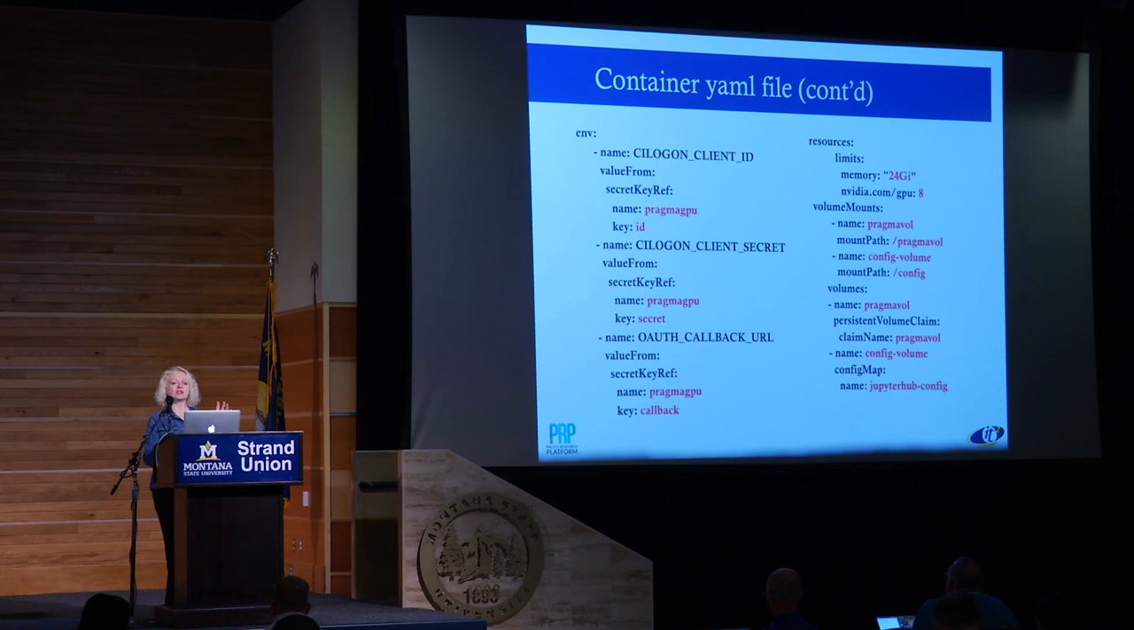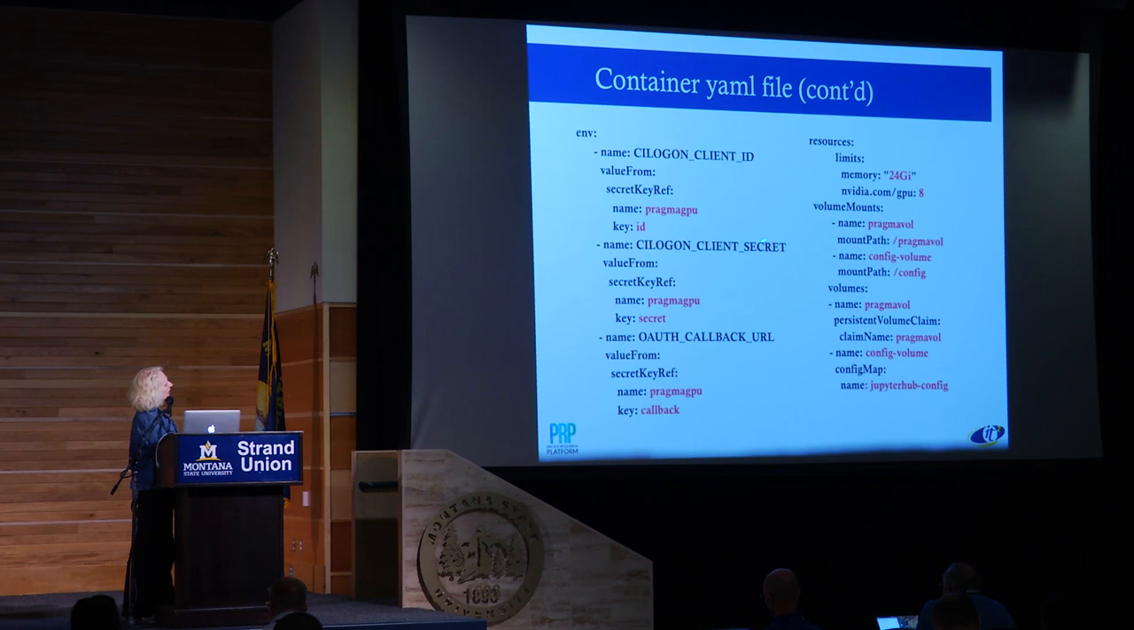These are the three strings that we encoded before, and these are going to be passed as parameters in environment variables, but here you don't see any clear text, passwords, or IDs, or the client. It's all going to be encoded. And for the resources, I'm asking for 24 gigabytes of memory here, and I am asking for 8 GPUs for this container. I am also requesting a couple of volumes.